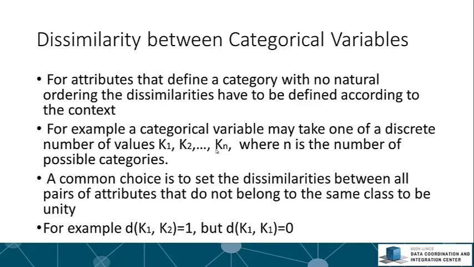Now, in this case, we can't simply subtract these because they're not numbers. So a very common choice is to define the dissimilarity between classes such that the dissimilarity between the same class is 0, and the dissimilarity between classes that are not the same is 1. So just a binary choice. This is indicated, for example: the dissimilarity between k1 and k2 would be 1, but the dissimilarity between k1 and k1 would be 0.